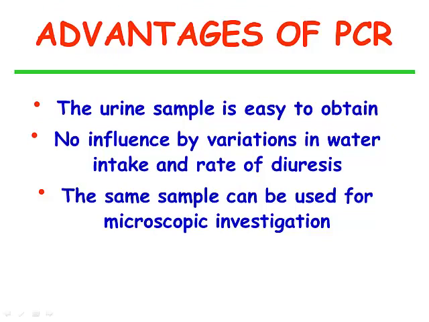And the advantages of this method are very clear. The urine sample is easy to obtain, just one spot sample. There are no influences by variations in water intake and rate of diuresis. And the same sample can be used for microscopic investigation, while the 24-hour urine sample cannot be used for microscopic investigation due to lysis of particles occurring over time.